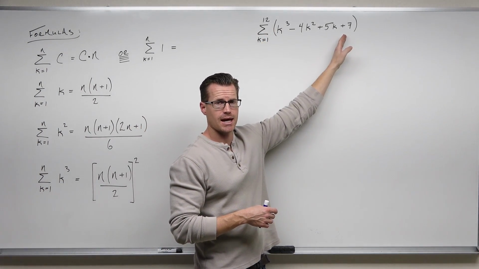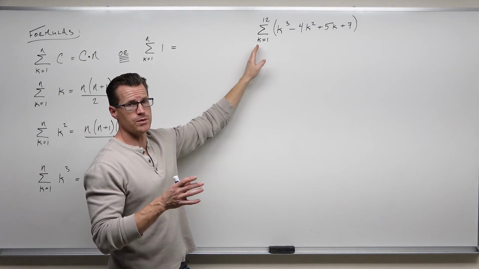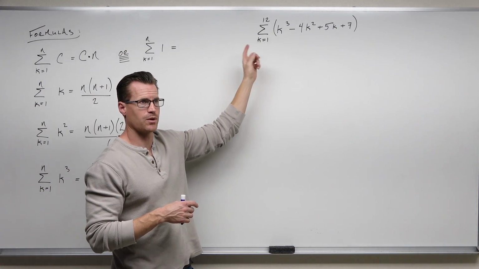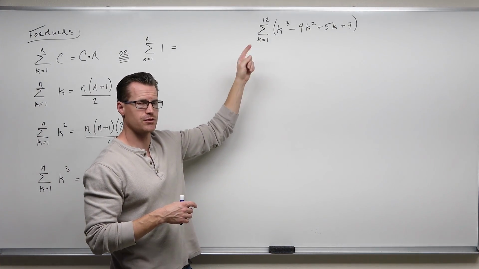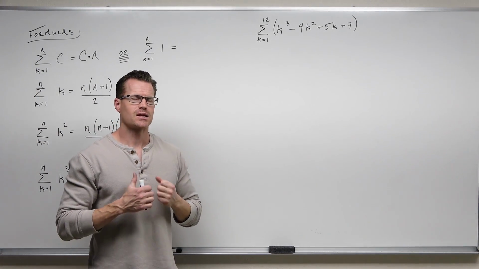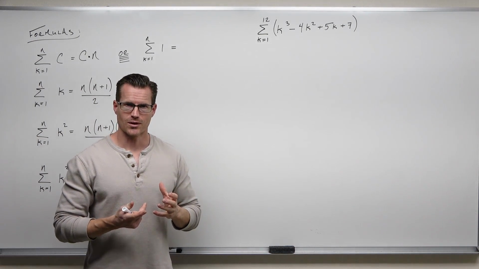It's based on an index K of 1 to 12. So you do this. You plug in 1, figure it out. Plug in 2, figure it out. Plug in 3, figure it out. Plug in 4, 5, 6, 7, 8, 9, 10, 11, 12. All 12 terms, you'd figure that out, and then you'd add that. That's a lot of work. And we're going to do something that's still a lot of work, but quicker work.